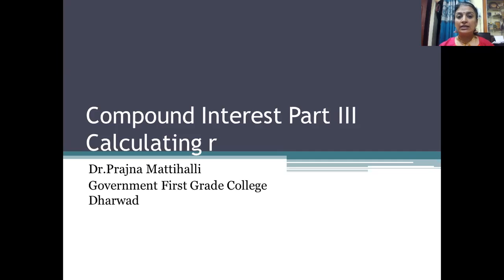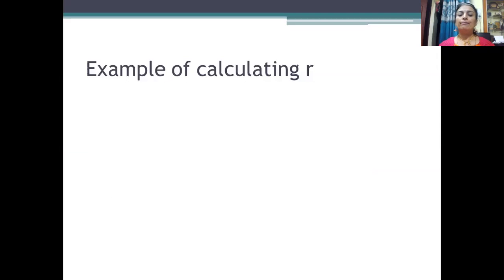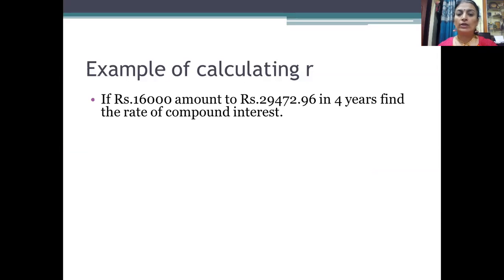And in this video, I'm going to discuss how to solve the problems of compound interest, wherein we are supposed to calculate the rate of interest. Come friends, let us solve the problem and understand how to do it. Here, it is the example of calculating the rate of interest.